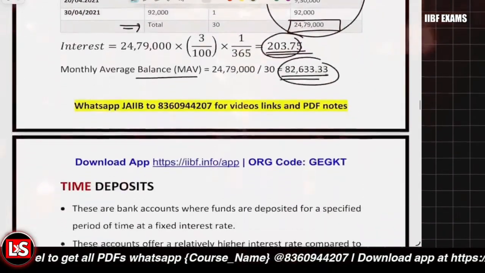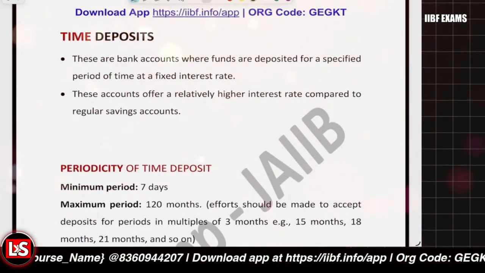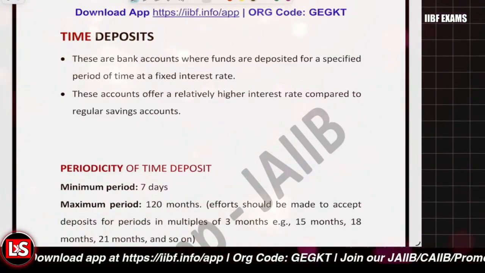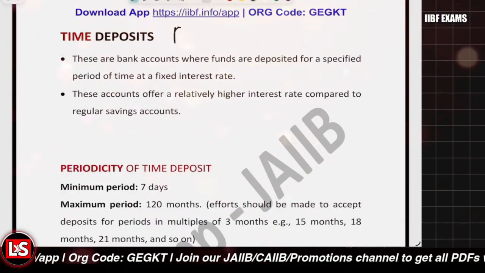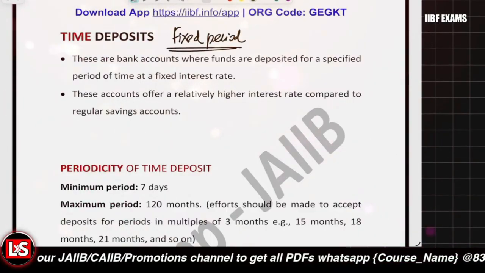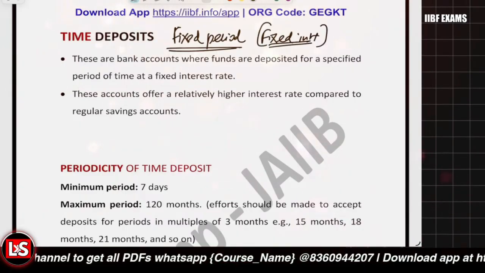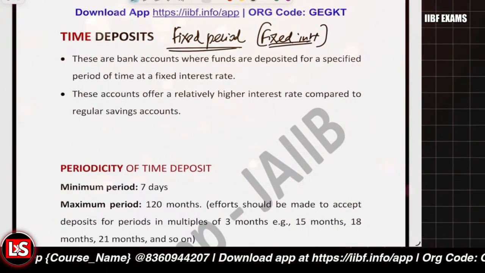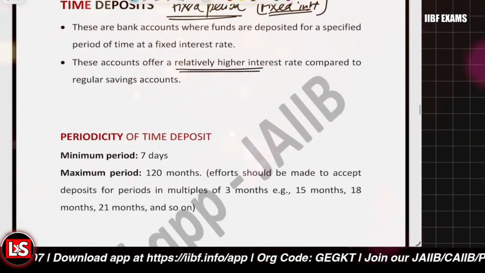Okay. Now after that, it's about the time deposits. Now what is a time deposit? In the case of a demand deposit, you can withdraw it anytime, but the time deposit is there for a fixed period, and a fixed interest will be paid upon it. As compared to the savings account interest, the interest which is paid is relatively on the higher side.